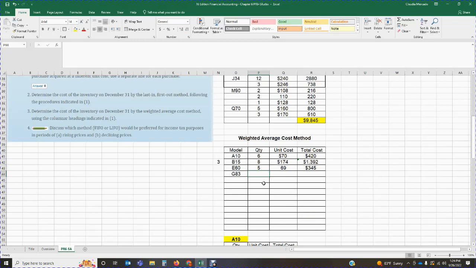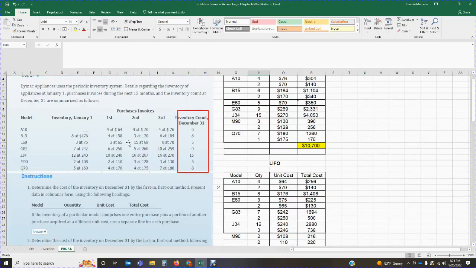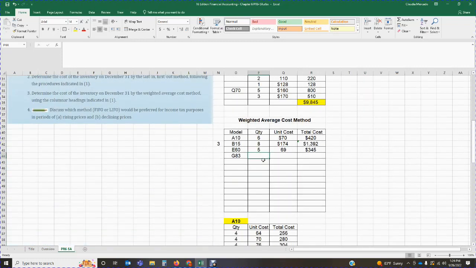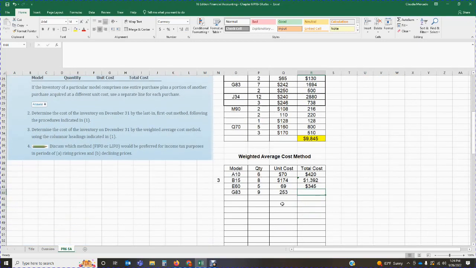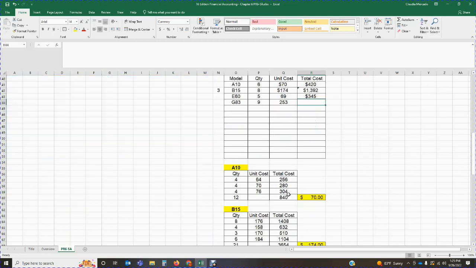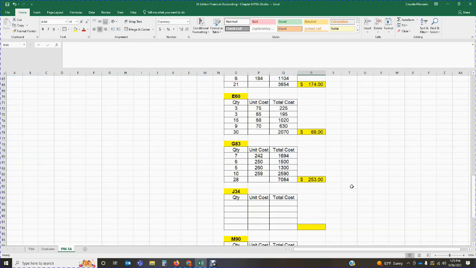Okay, so G83, how many units do we have in G83? We have 9 units remaining, and those are our oldest units. So that means we have 9 units at $253. For G83, we have 9 units remaining at a cost of $253, and I've got my cost down here.